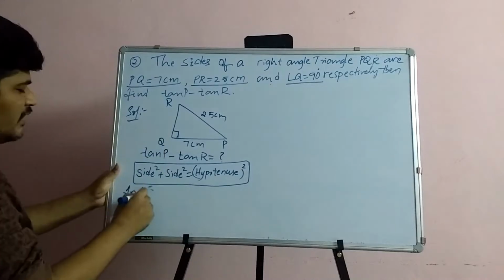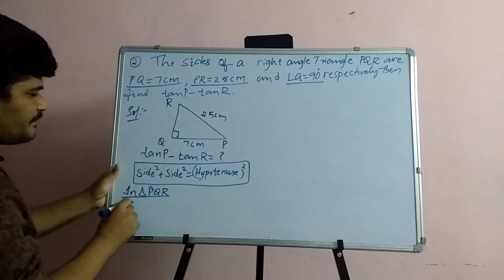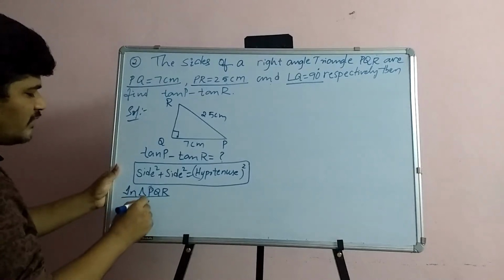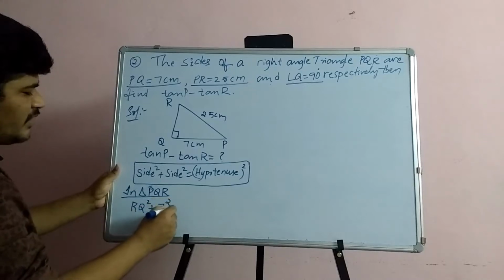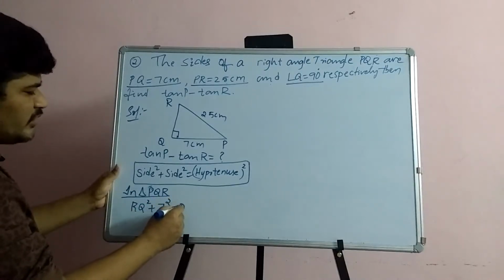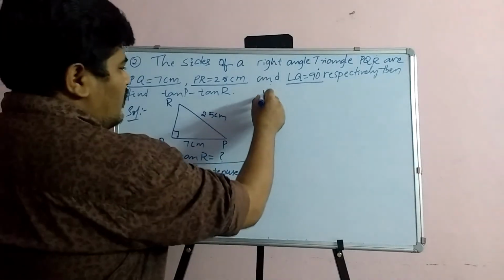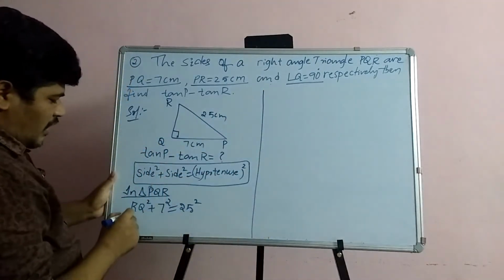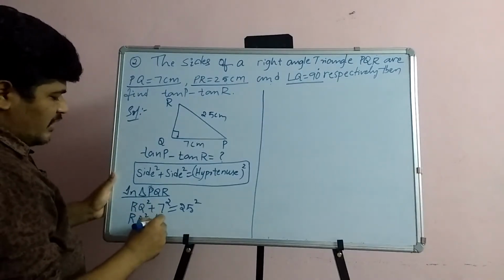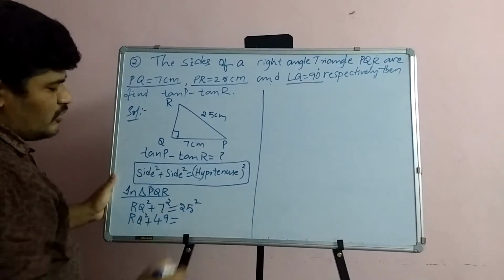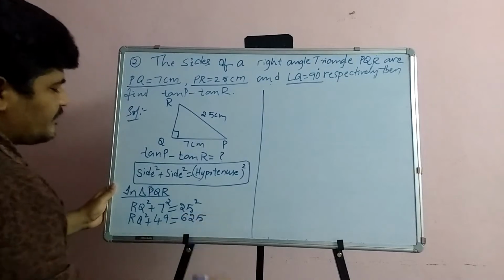Now in triangle PQR, RQ square plus one more side, QP, that is 7, 7 square is equal to PR square, that is 25 square. Now solve this equation. RQ square plus 7 square value is 49, and that is equal to 25 square. 25 square value is 625.